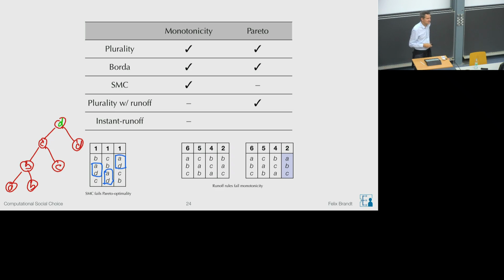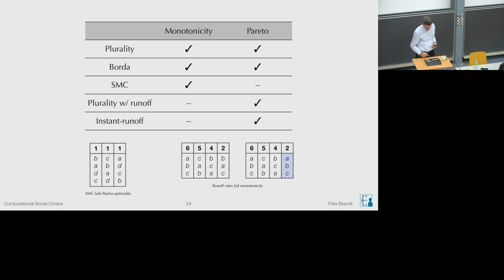Pareto dominance. I guess that one we can again do quickly. If everybody prefers A to B, then the plurality score of B will be 0, and unless there are ties, it will be the alternative that is deleted first, and therefore it will not win under instant runoff. So this property is satisfied.